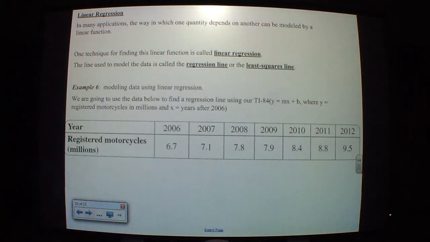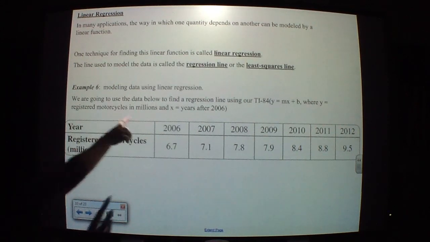Linear regressions. In many applications, one way in which the quantity depends on the other can be modeled as a line or a linear function. So we can use something called linear regression, where we use a linear regression line or a least squared line to find the equation of the line that fits this data the best.